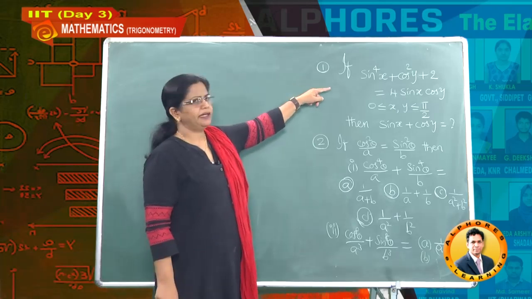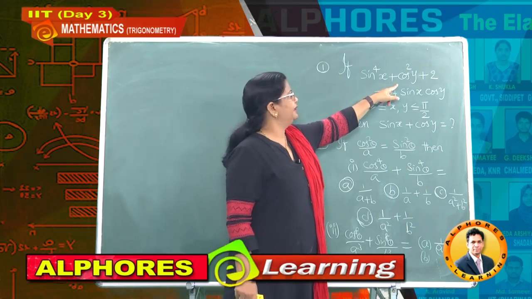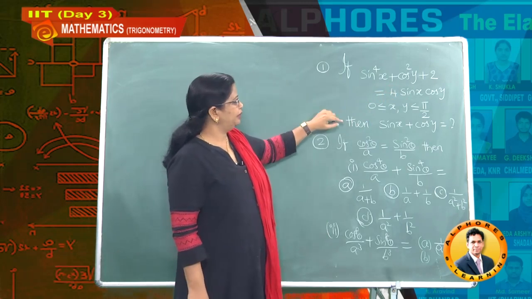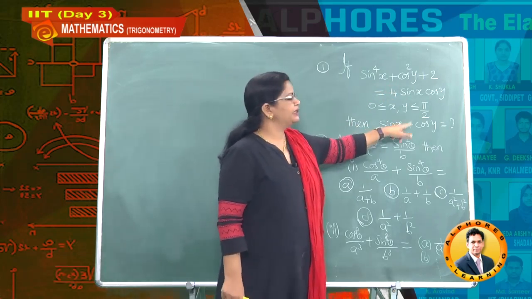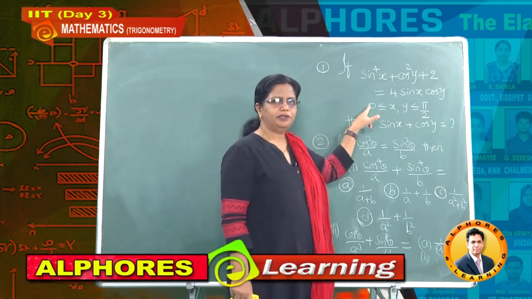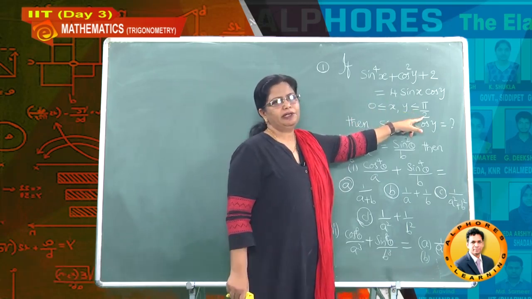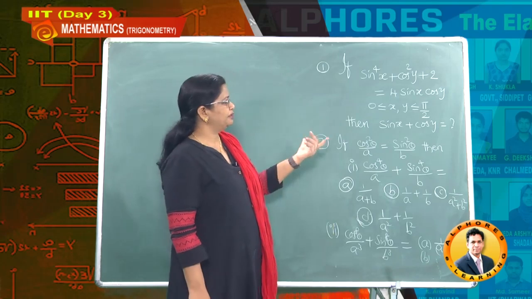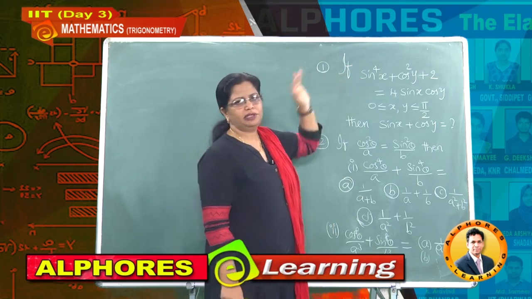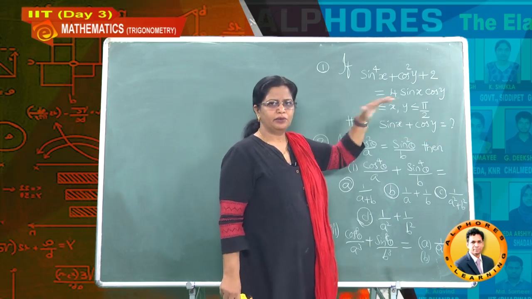Again students, let us have a glance at these problems. Now sin power 4 x plus cos square y plus 2 equals the given condition. They are asking what is the value of sin x plus cos y. Here also they gave the condition that x and y are between 0 and pi by 2. You can take x as 0, y as 0, and x, y as pi by 2 also. For all those values this equation holds good. In that condition you have to find sin x plus cos y.